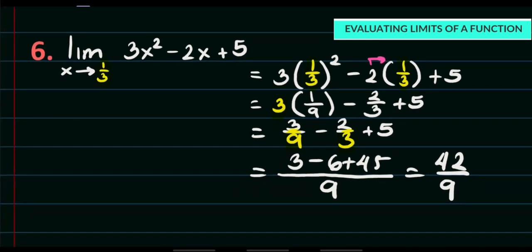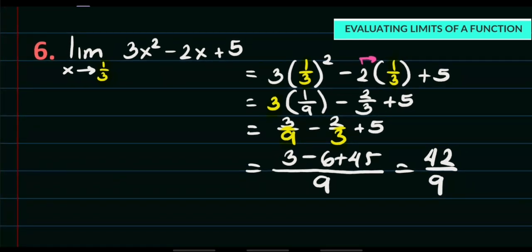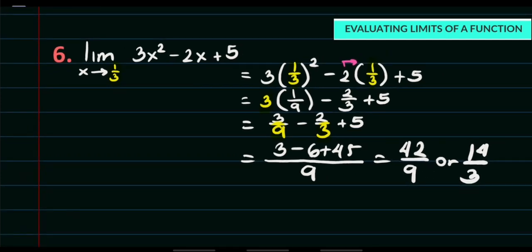So this is our final answer. Anyways, if you want to reduce your answer, pwede pa natin siyang i-reduce. Just divide the numerator and the denominator by 3. So 42 divided by 3, I think, is 14. And then 9 divided by 3 is equal to 3. So we have the following values. That's 42 all over 9 or 14 all over 3. So this is our final answer.